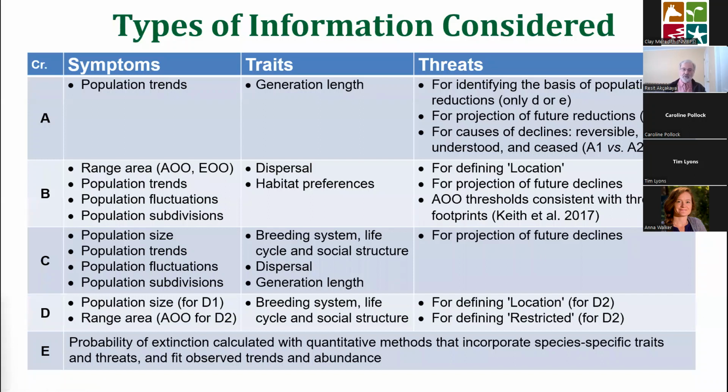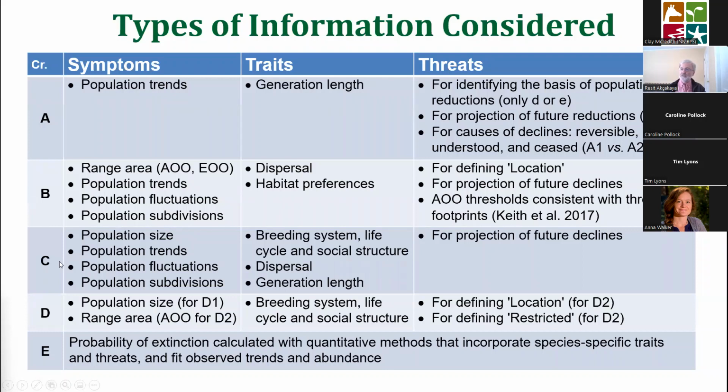But we use this information in the context of species-specific traits. In other words, people sometimes ask, how is it possible that one set of criteria apply to all species? Well, it's not really one set of criteria because these criteria are interpreted in the context of species-specific information about the traits of that species. For instance, population trends are interpreted using the generation length of the species. In criterion B, we use information about the dispersal ability of the species and its habitat preferences, specifically how narrow the habitat preferences are.